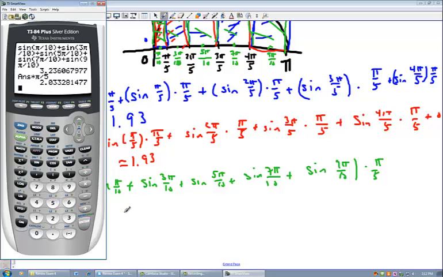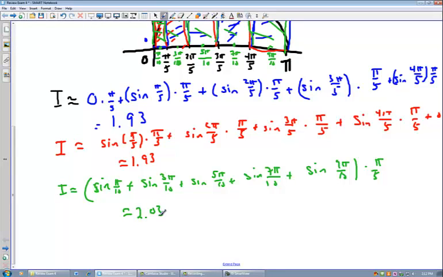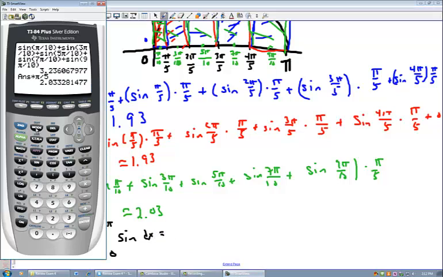And so it's approximately 2.03, which is a little bit different from the ones before. And then I can use my calculator actually to figure out the exact answer. So what is I equal to, from 0 to pi of sine x dx? What is this actually equal to? So let's take a look.